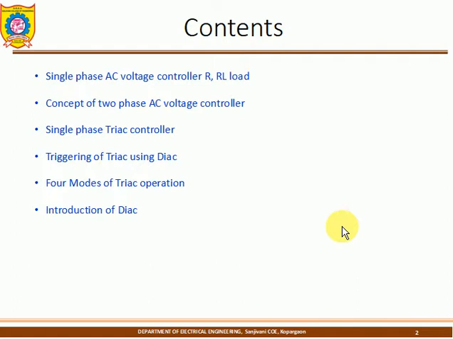Anti-parallelly connected means two SCRs are connected anti-parallel, and the gate terminal is joined, so what you get is a TRIAC. Just recap the R type of triggering circuit I explained in unit number 1. In the R type of triggering circuit, the gate is triggered with the help of a resistance.